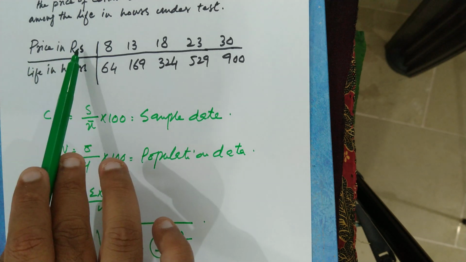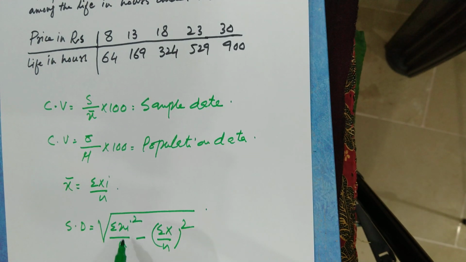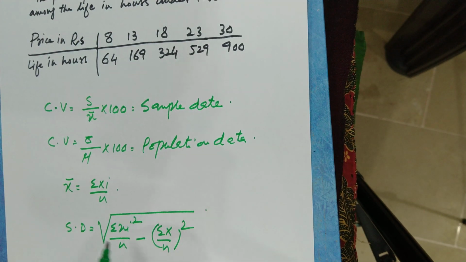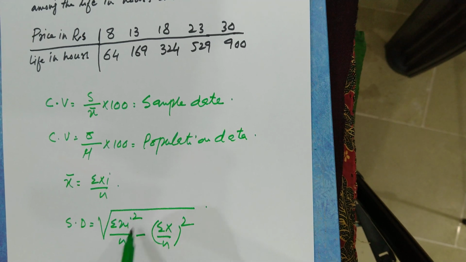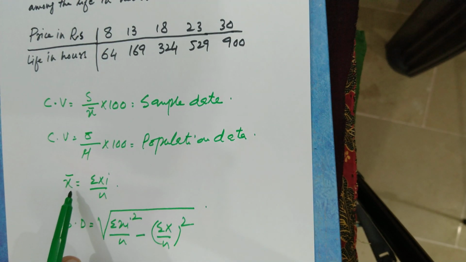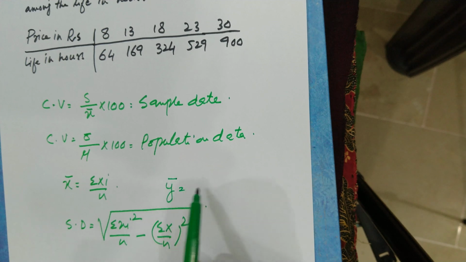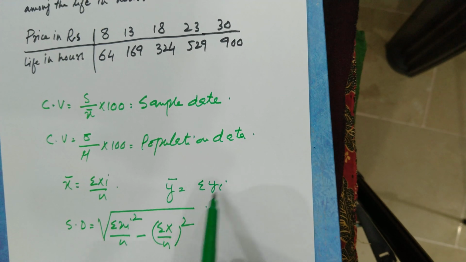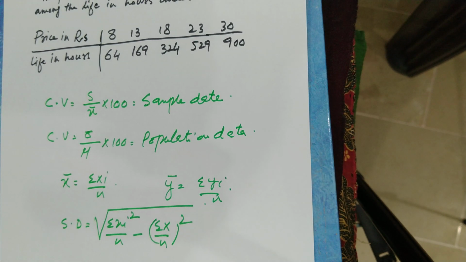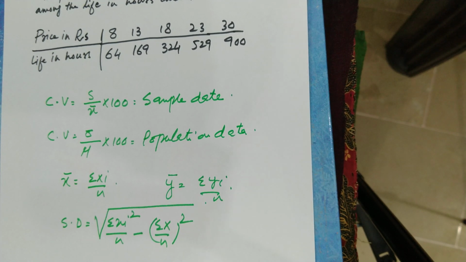For price in rupees, this is our xi, and we put it in this formula for the standard deviation. When we calculate life in hours, the formula changes: summation of yi squared divided by n minus summation of yi divided by n whole square. Here we use y for life in hours, and y bar is also summation of yi divided by n. So let's go for the columns. For the required values, we will make the columns for the necessary calculation.